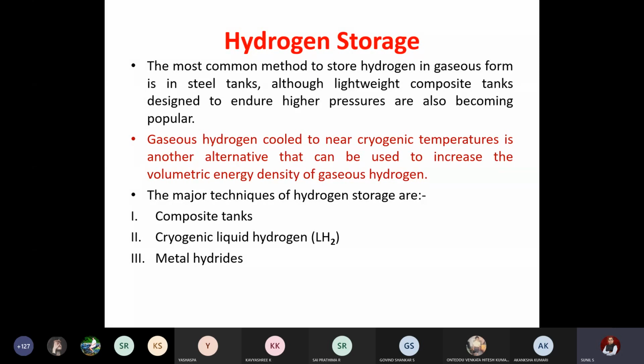So there are three major techniques used for hydrogen storage. One is, most popularly, composite tanks, so that the cost of the tank is less, and it is also lightweight. Second is cryogenic liquid hydrogen storage, that is cooling it to a temperature of around -250 degrees centigrade, so that it gets converted to a liquid. Liquid hydrogen can be shifted. And third is by using the metal hydride method. So we have to discuss these three techniques one after the other.